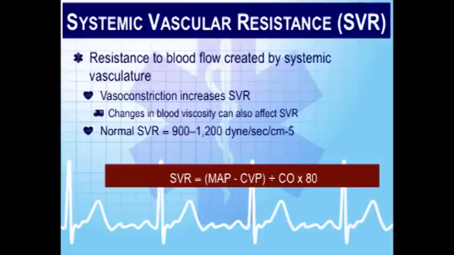If you do that calculation, you take their mean arterial pressure, subtract the CVP from it, divide that by the cardiac output, multiply it by 80, that'll give you that SVR. So if I know all those numbers by some other means, I can still calculate the patient's total vascular resistance. Nice to know, not need to know, I don't think.